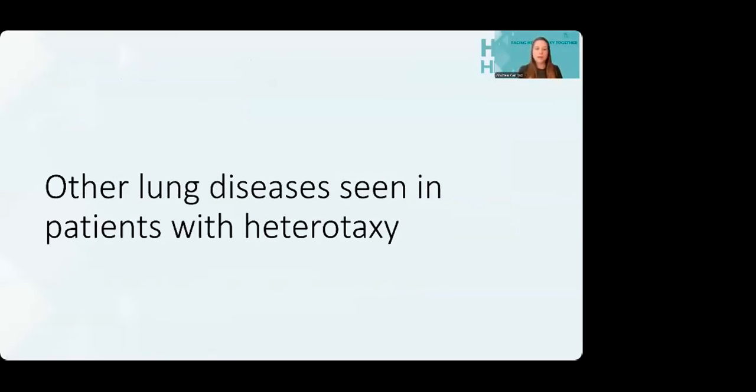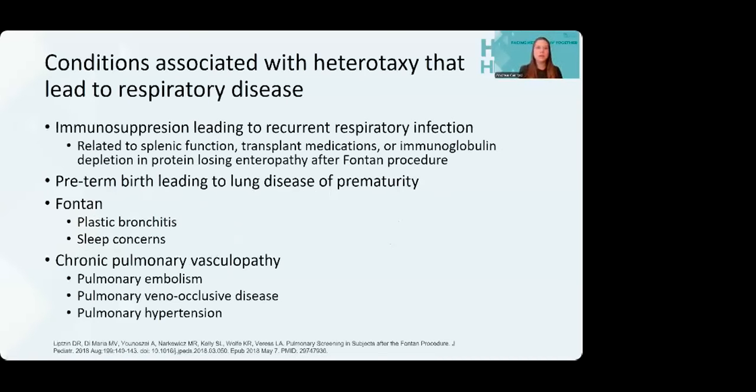All right, so moving on past this question of cilia, we also know that our patients with heterotaxy get other types of lung disease for many different reasons. And what are those lung diseases? So these are conditions associated with heterotaxy that can lead to other pulmonary problems. So we know a lot of our heterotaxy patients have a suppressed immune system that can lead to recurrent respiratory infections. And those respiratory infections can lead to things like bronchiectasis and other complications.